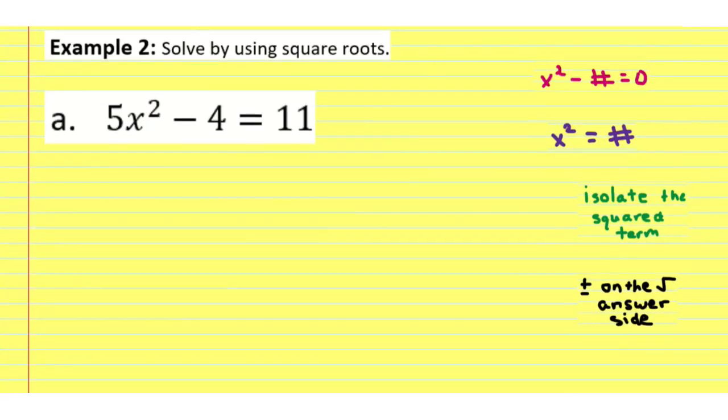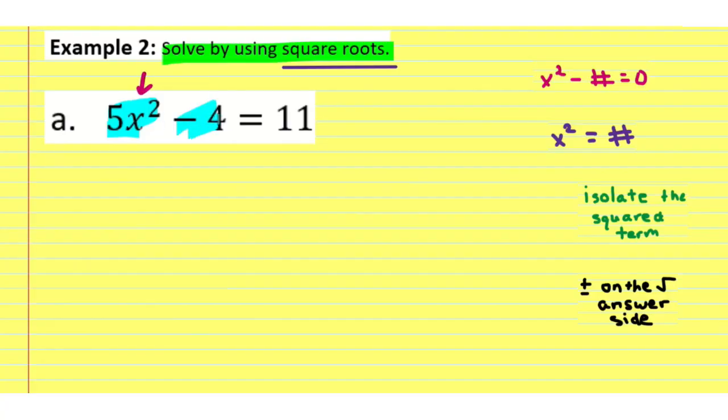Our next problem says that we are going to solve by using square roots. So the first clue that we have in our quadratic that tells us we're going to use the square root method is the fact that there is no x term. If you notice, there's a 5x squared term, and of course that x squared term does indicate that this is a quadratic. And then we also have a constant. It's like 5x squared minus 4 is equal to 11. Well, 4 and 11 are just numbers or constants.